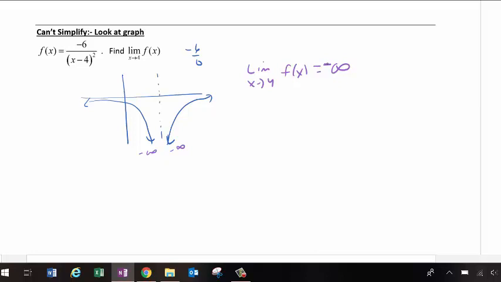That's what I want to see on your paper. Why did you decide that? You can't plug it in, so you're graphing it to show that. That's how you prove it.